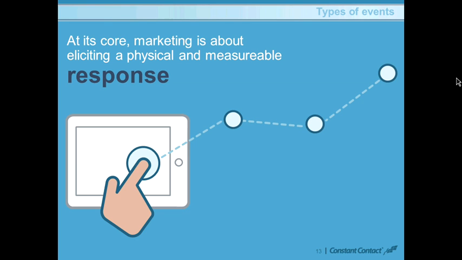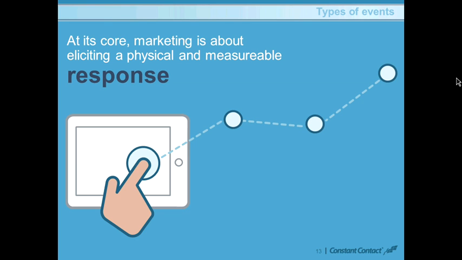My definition of marketing has three simple parts. You define an audience, a group of people you want to target, and you reach out to them with a message that is specific to that audience. And you seek to elicit a physical, measurable response. And that may be a click, a reply, a call, a purchase, a referral. All of these are actions that represent a decision made by a human to react to your message.